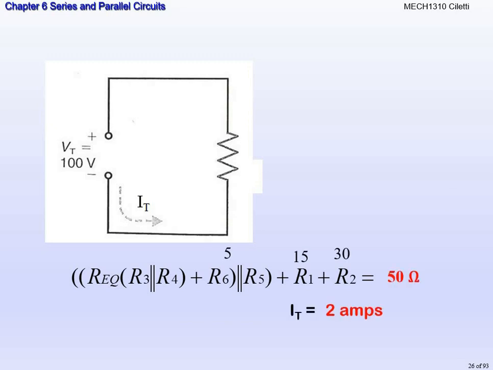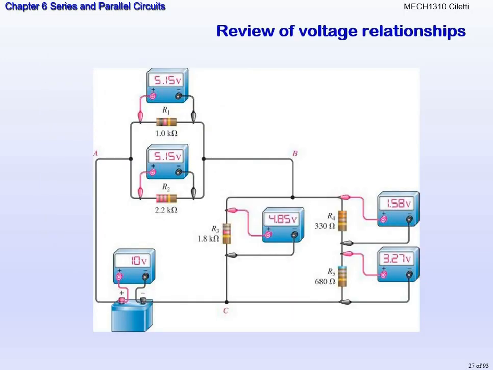And then if we wanted to find the total current, we have the total voltage, we have the total resistance. Current is V over R. So 50 divided by 100 is 2 amps. So if we were to put a meter on all of those, we'd be able to see all the different voltage drops that occur.